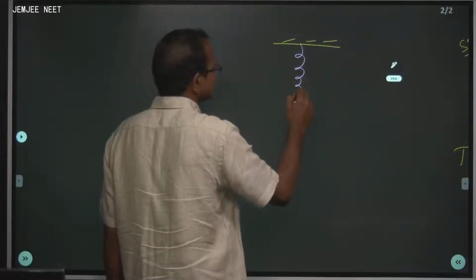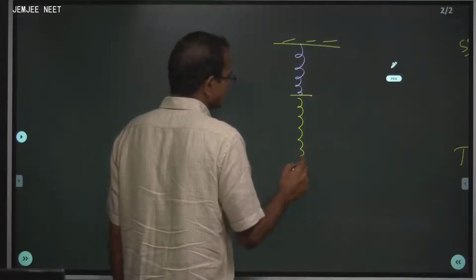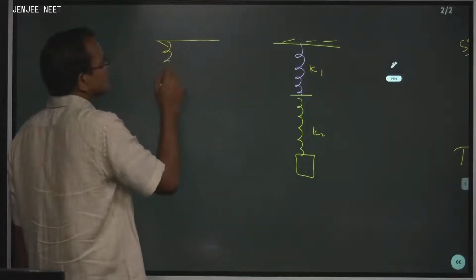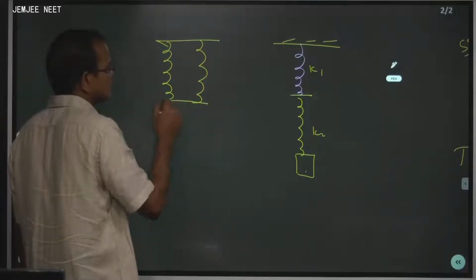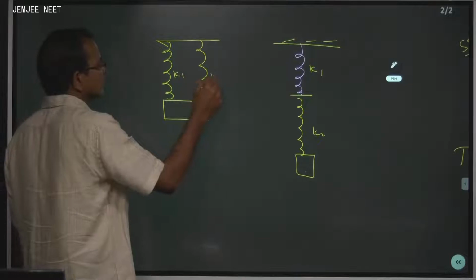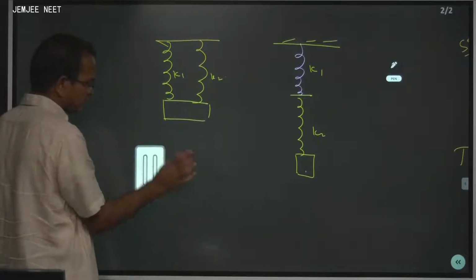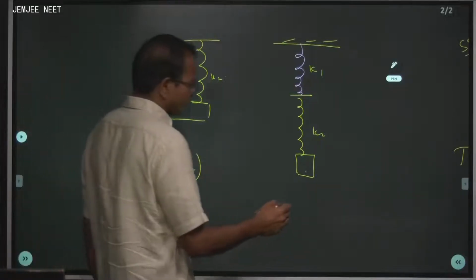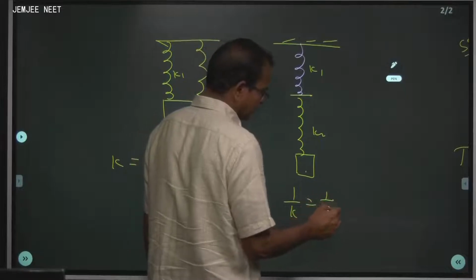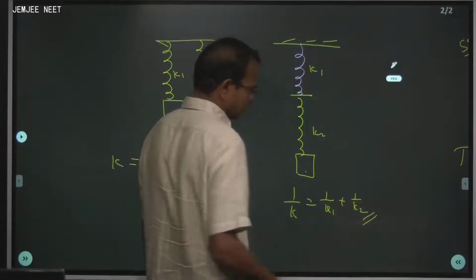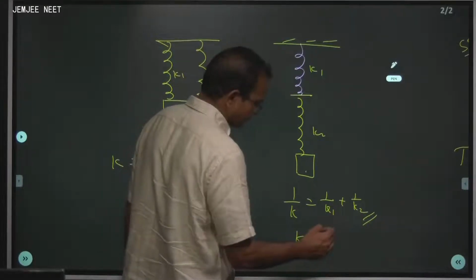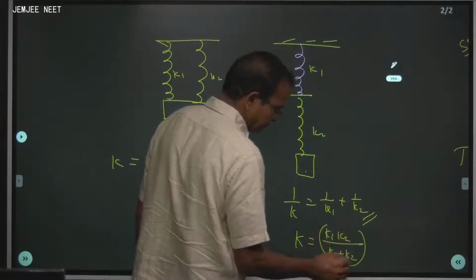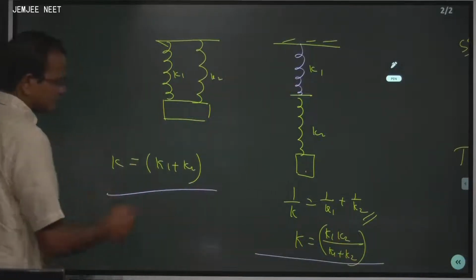Springs in series and springs in parallel. Springs K1, K2. Springs in parallel. What's the K value? Come on, K1, K2. In parallel, it is simply K1 plus K2, equal to K. In series combination, 1 by K is equal to 1 by K1 plus 1 by K2 is the result. Or simply, if there are only two springs, you can call it K1 K2 divided by K1 plus K2.